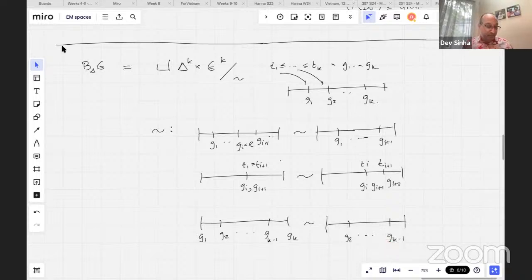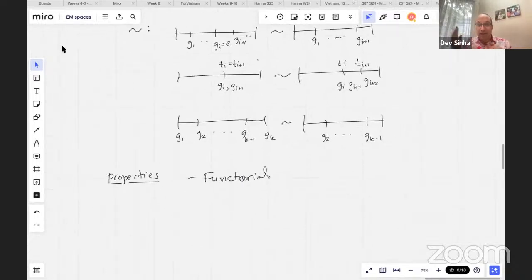Okay. So, what are some properties that it has that all other BGs don't necessarily? Well, one is it's functorial. In other words, if I have a group homomorphism, then it's pretty clear that I can apply the group homomorphism to each of these. Well, you have to check that the relations are compatible, but it's pretty immediate.